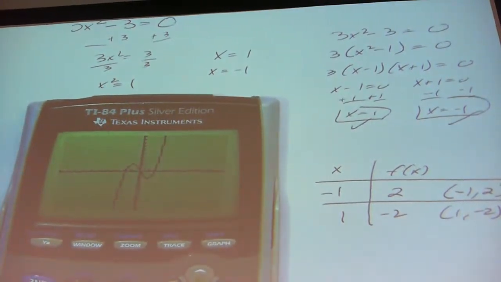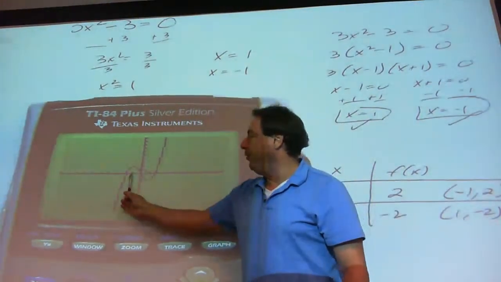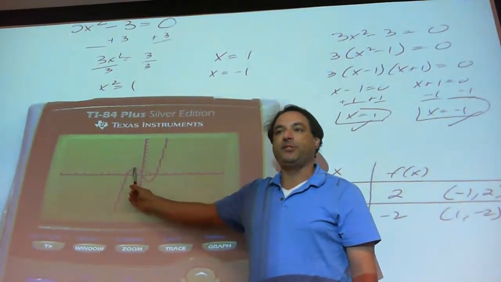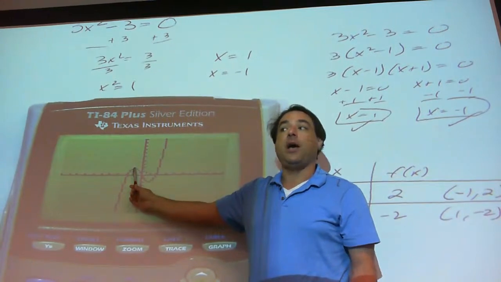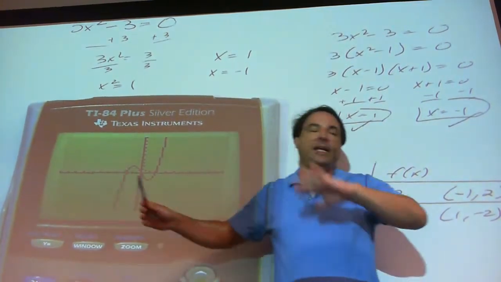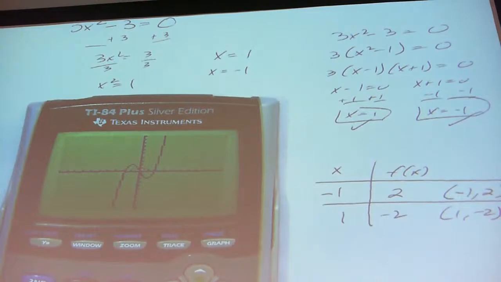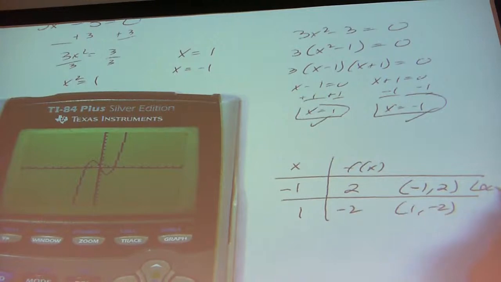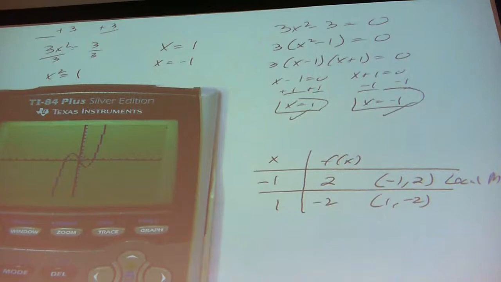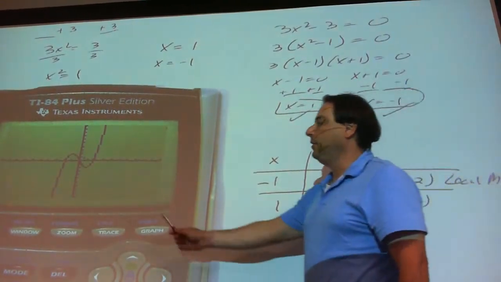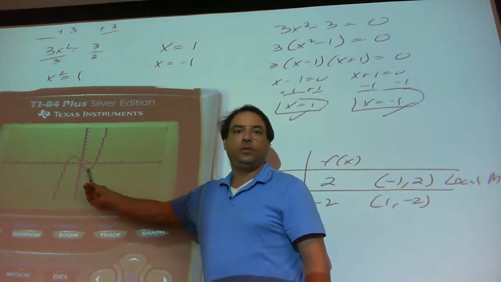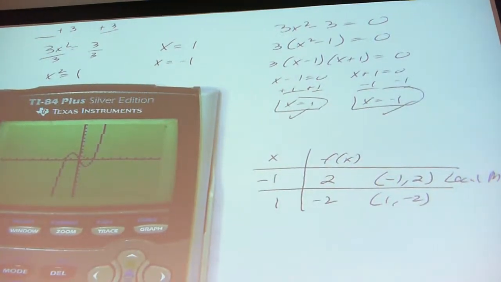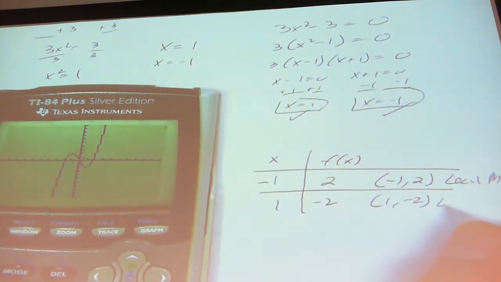If I look at my graph, at negative 1, 2, do we have a max or a min? A max. And right now we're going to call it a local max. Again, all this will be explained a little later. The reason it's called a local max is that we're going to learn something called absolute max, which is the highest of all the maxes, later. So we have a local max at negative 1, 2. And what do we have at 1, negative 2? Local min.